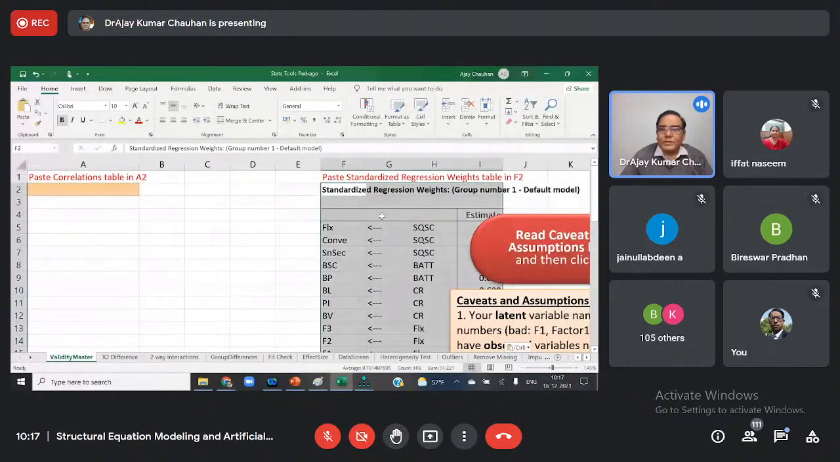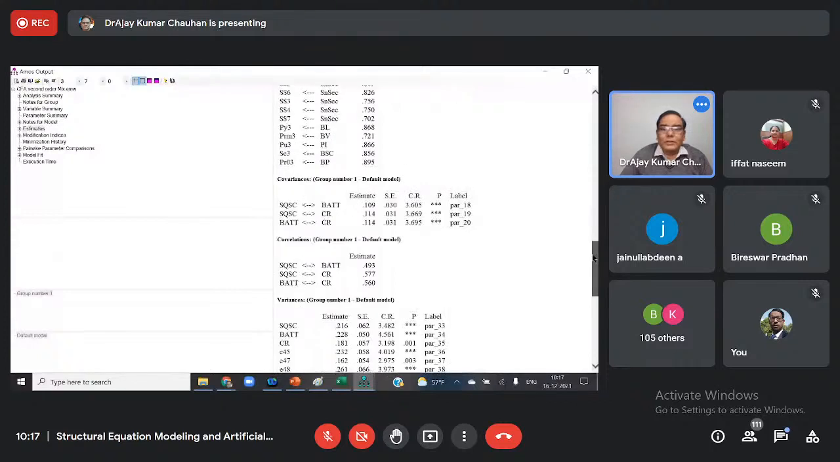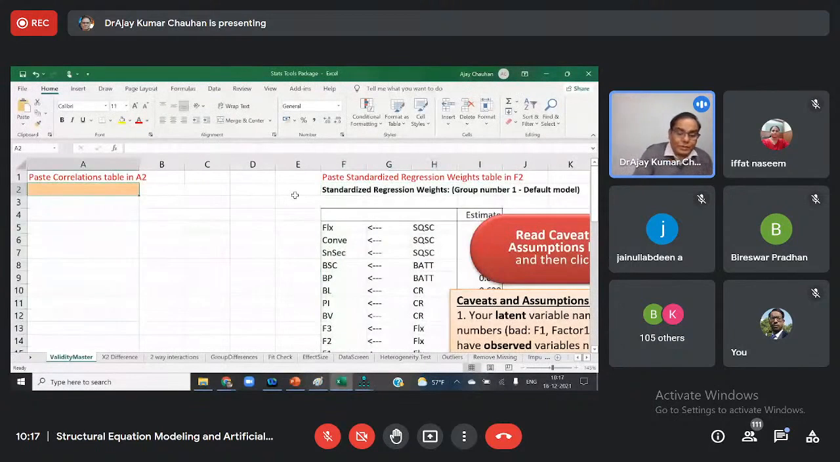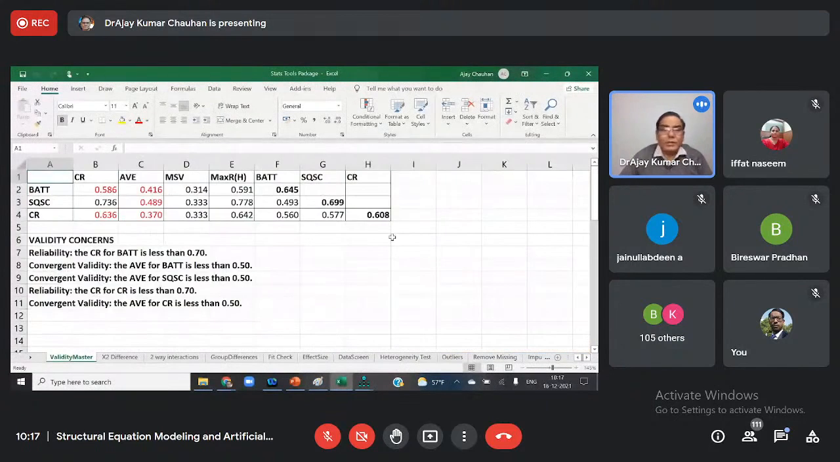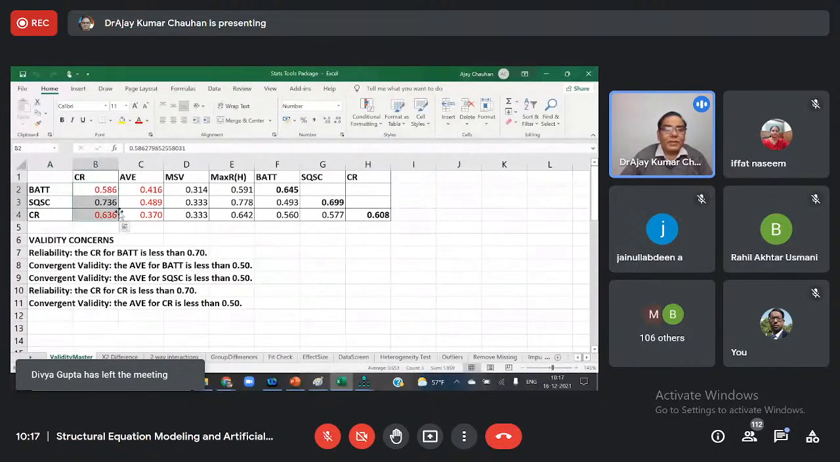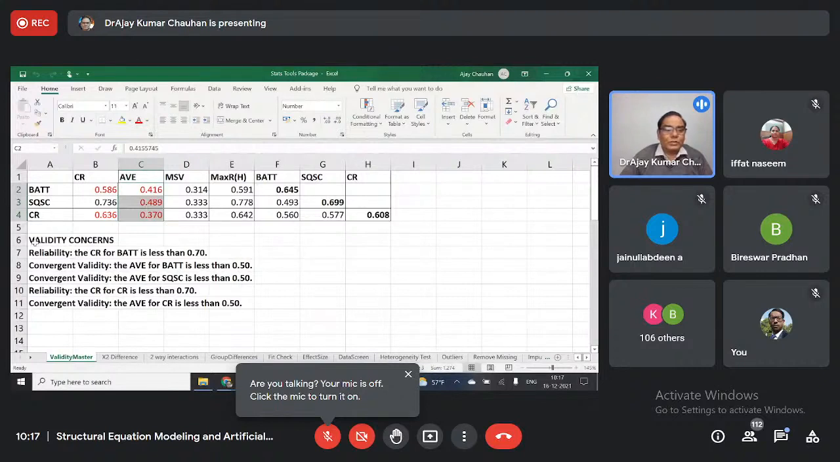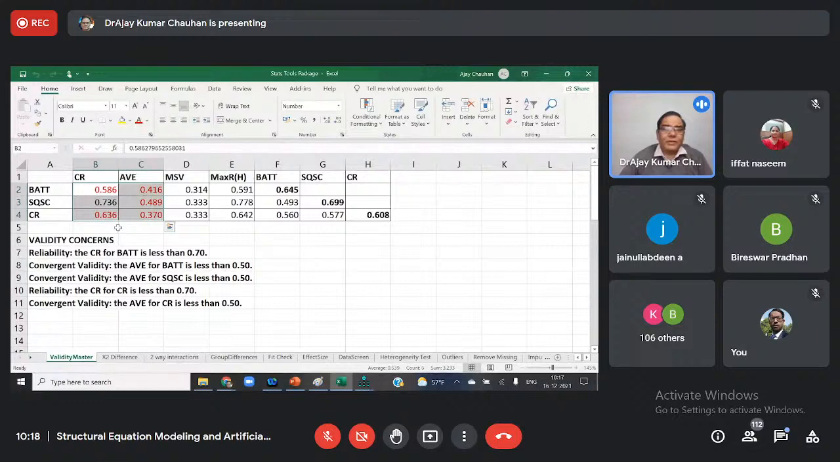I'm pasting this, paste the standardized regression weights table in F2. I pasted it, and then I go to the correlations and run it. You can see that we are having a problem in CR, and a problem with AVE. So it means our scale is not valid. The software is saying that the problem is there in the reliability and validity. The problem is clearly defined here. So this is the way we can check the reliability and validity of a mixed scale.